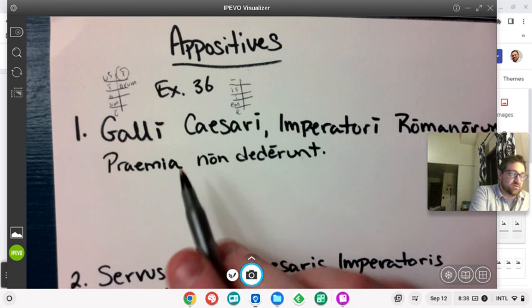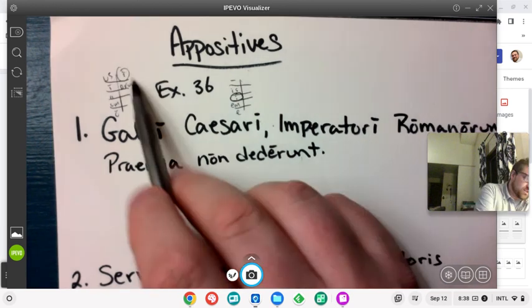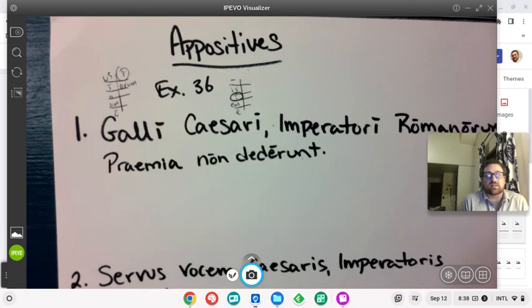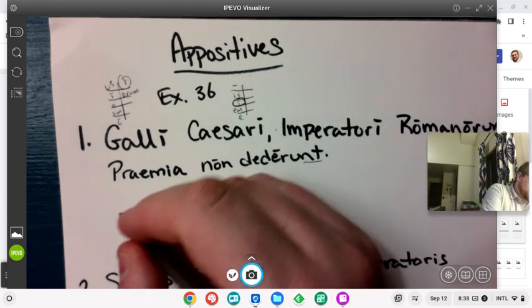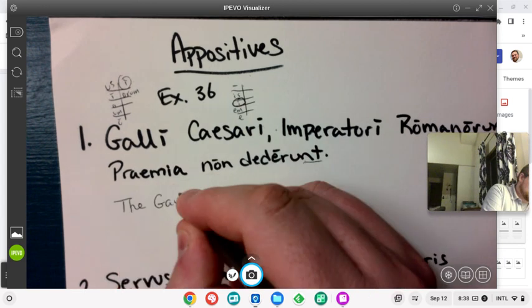Okay? Here we're dealing with a nominative. Here we're dealing with a dative. And so here's a plural subject, which would match the plural verb. So that kind of checks out. So I'm going to go ahead and write the Gauls did not give.